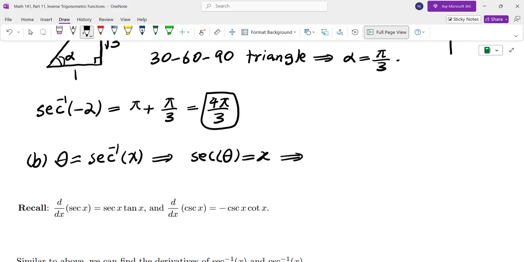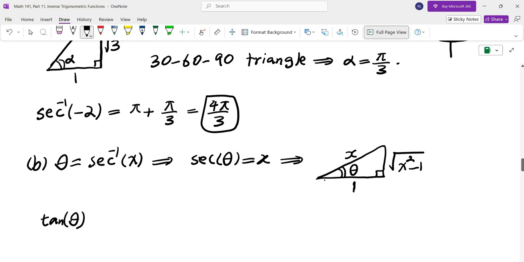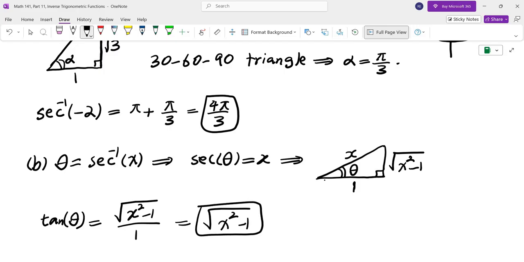So that means if I draw a right triangle, so this angle is theta, secant is hypotenuse over adjacent. So the third side would be square root of x squared minus 1. Tangent of this angle becomes opposite, which is root x squared minus 1, over adjacent. So the answer is root x squared minus 1.